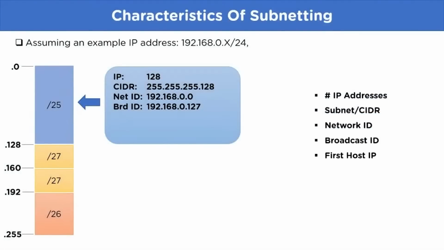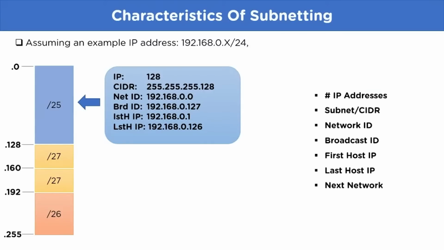Moving on, the next attribute is first host ID. That means the first ID after the network ID, which is 192.168.0.1. Then we have the last host ID, which is 192.168.0.126, which is just before the broadcast ID. And lastly, the next network ID, which is 192.168.0.128.